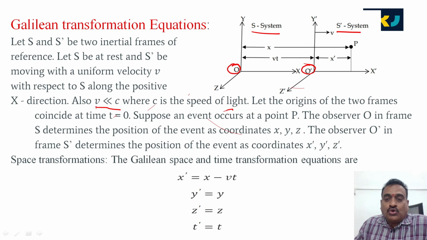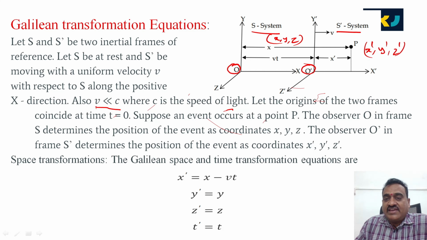The observer O in frame S determines the position of the event as coordinates x, y, z. But observer O dash, observing at a point P in the S dash system, has the coordinates x dash, y dash, z dash. You can see here, this x coordinate is from the S observer O to the point P, that is x.